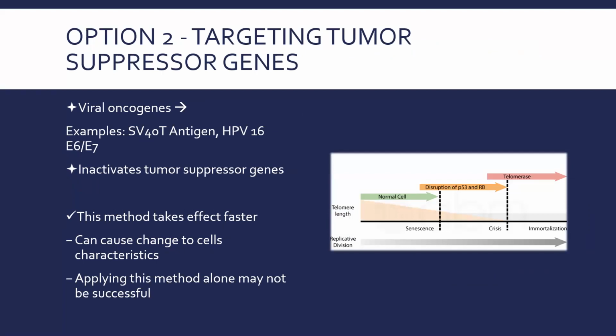Our second option is targeting tumor suppressor genes. In order to inactivate the tumor suppressor genes, viral oncogenes such as SV40T antigen and HPV E6, E7 are inserted into primary cells for the cell cycle to continue by disrupting the p53 and RB pathway. This method takes effect faster, but it can cause change to cells' characteristics. Applying this method alone may not always be successful. In many cell types, a combination of the TERT DNA and the viral oncogenes is required.